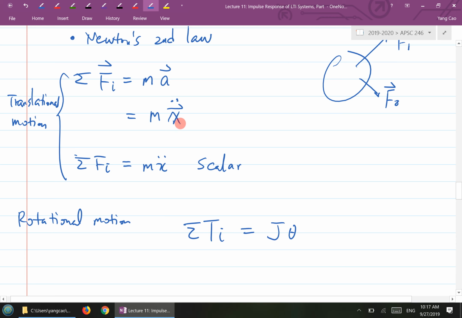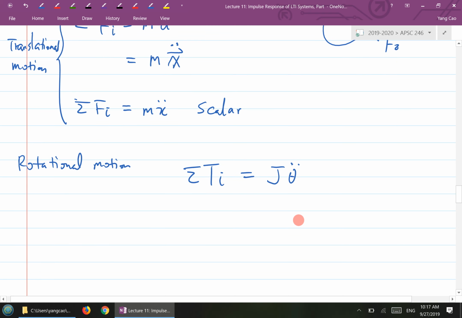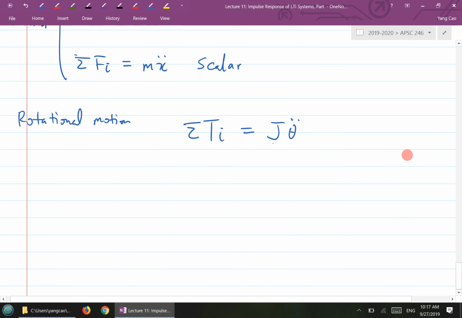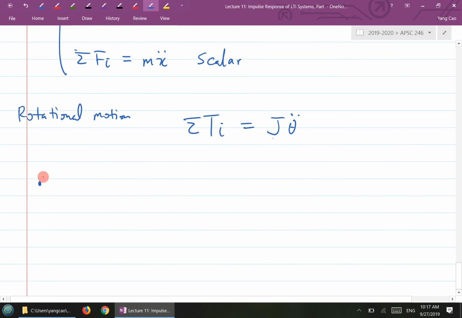Translational motion deals with linear acceleration, the second derivative of the displacement. Then for rotational motion, it's not linear motion, it's angular motion. So instead of x, it becomes theta double dot. All right. So these are the two very useful ones. A lot of very complicated mechanical systems, the motion starts from here. And that's Newton's second law, and that's mechanical wise.